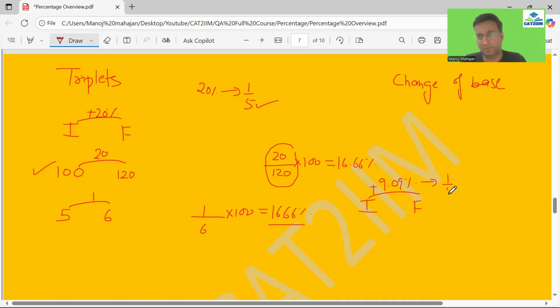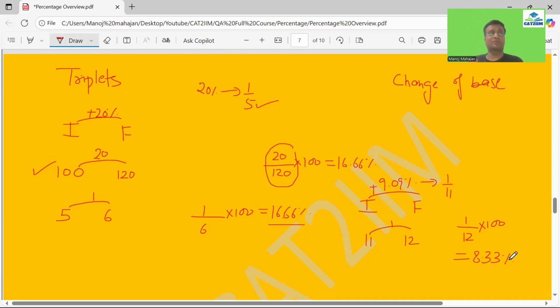What is this? 1 upon 11. So let's take initial value 11. 1 upon 11 of 11 is 1. 11 plus 1 is what? 12. So we have to do a change of 1 on 12, and we can easily do it. That would come out in terms of percentage as 8.33%.